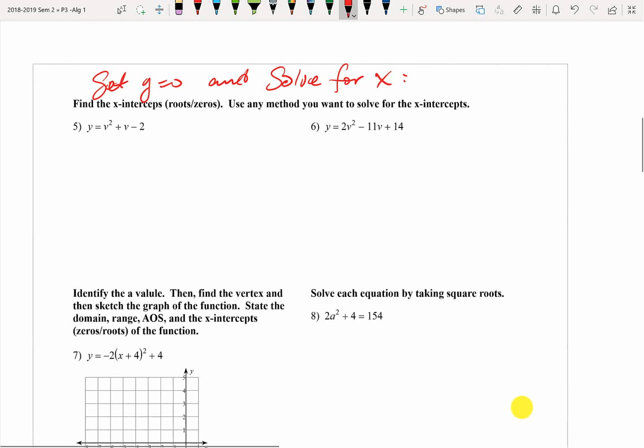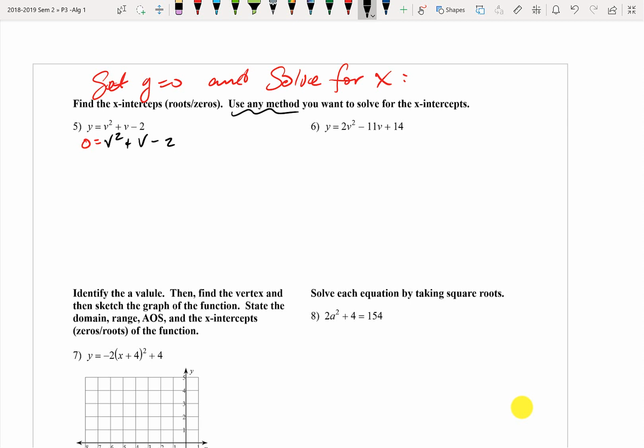All right, you have to understand your methods. Okay, so we set y equal to 0, so 0 equals v squared plus v minus 2. Now you can try factoring, completing the square. You can try the quadratic formula.